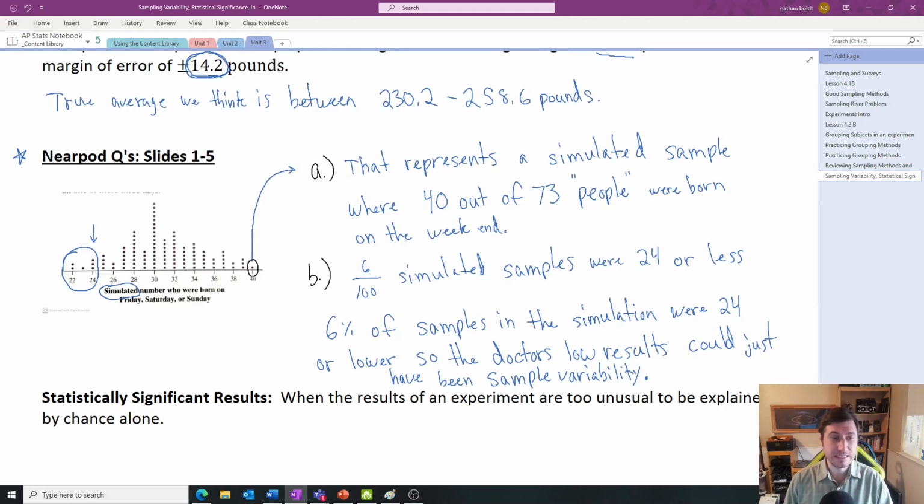So how crazy. If the doctor had gotten like 20, all right, that's a big if. But if the doctor had gotten 20, it's like, whoa, I don't think that could happen by pure chance.